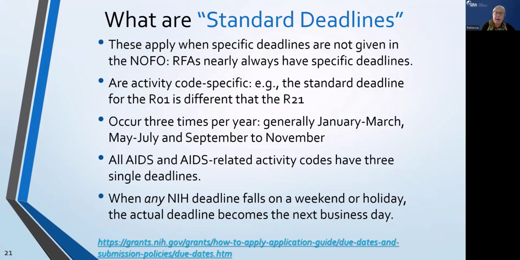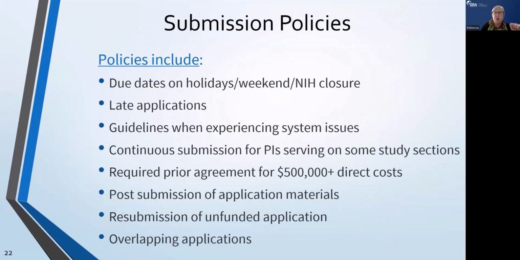They occur 3 times a year, aligning to the 3 council rounds that are held by the NIH. And then AIDS and AIDS-related grants have separate deadlines, so there's an R01 deadline and there's an R01 AIDS deadline. And when any NIH deadline falls on a weekend or a holiday, the actual deadline becomes the next business day. That might be an interesting little trick question to ask, because the same thing is true across federal agencies.